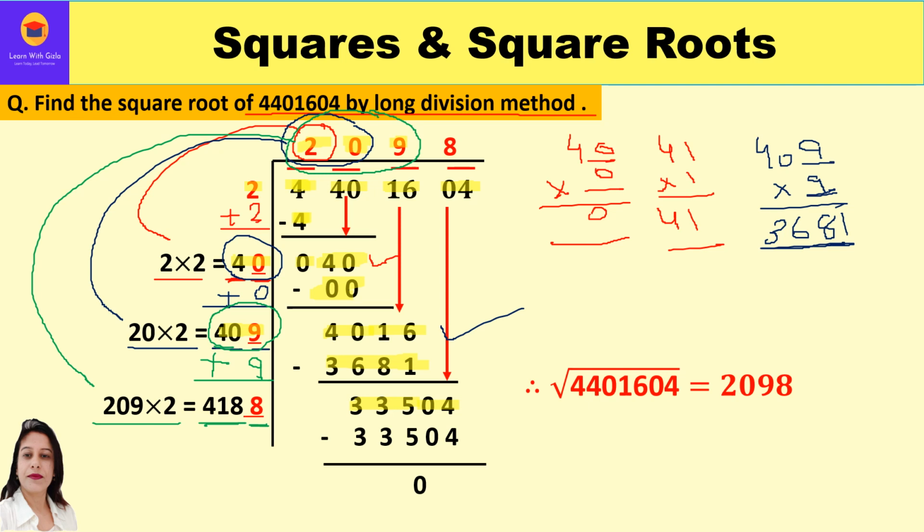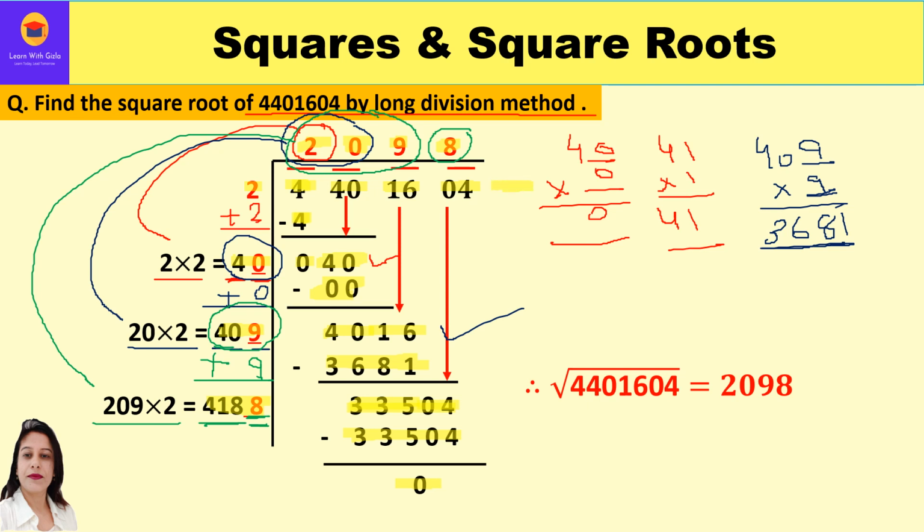Now 418 and a blank is there. What number should come over here, and I multiply by the same number so that I can get a product which is exactly equal to or less than this number 33504. So clearly it is 8 which I can take. So my new divisor is 4188 multiplied by 8. I get the product 33504, and when I find the difference I get 0 as the remainder.